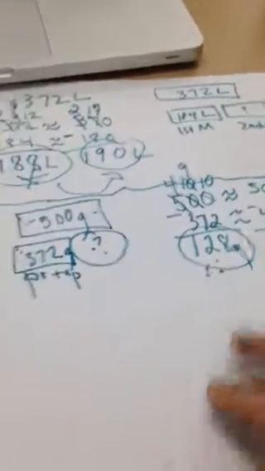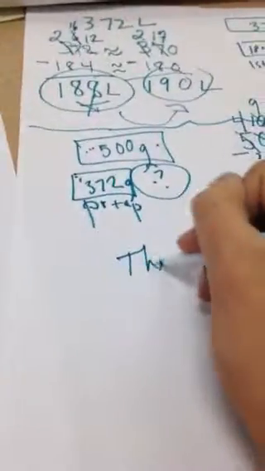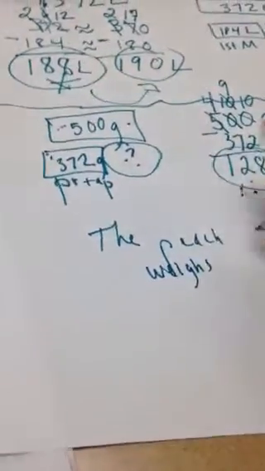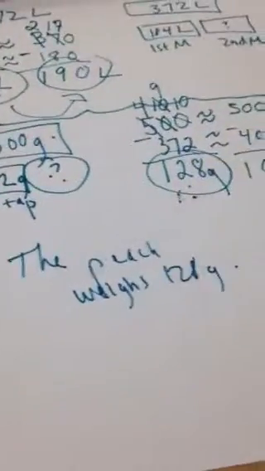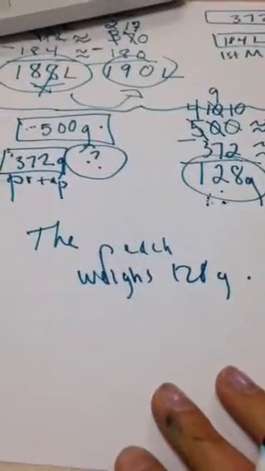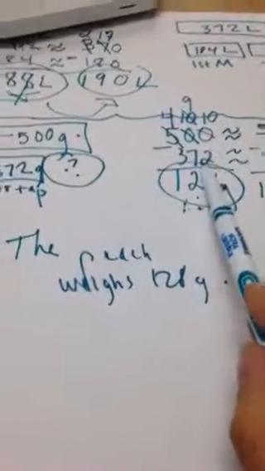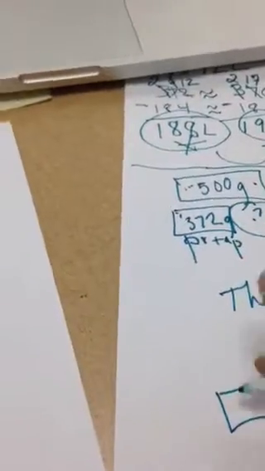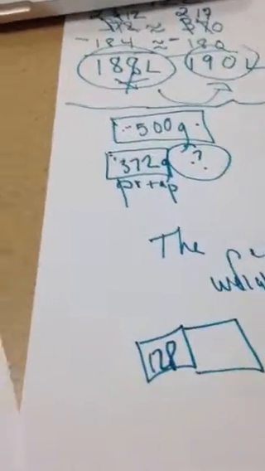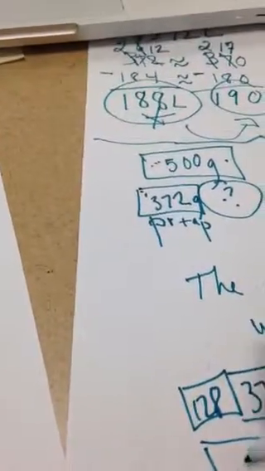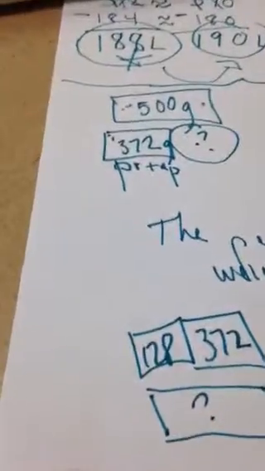So there you go. To make this final step perfect, you would say, how much does the peach actually weigh? The peach weighs 128 grams. Now, if you wanted to check that, especially on a test, if you get a difference and you know the part, you can find the whole. So just like this, if we add 128 grams to 372, that's going to give us our whole. And our whole should be 500.